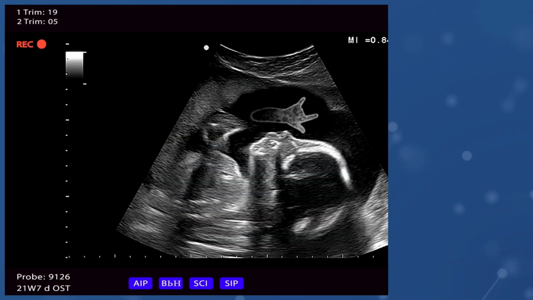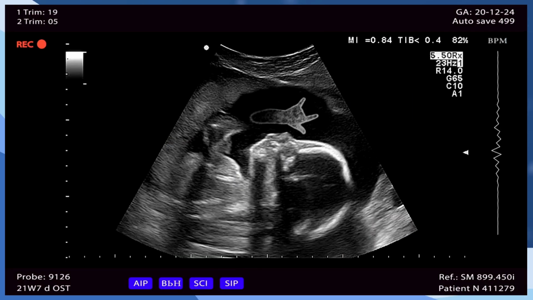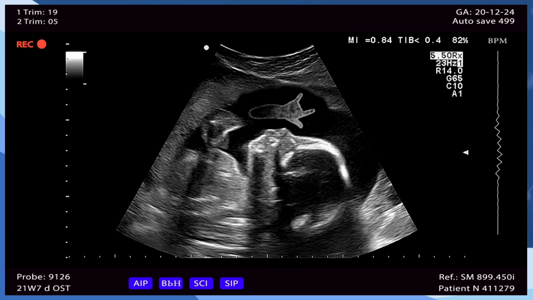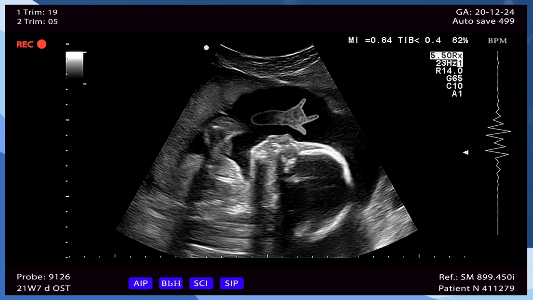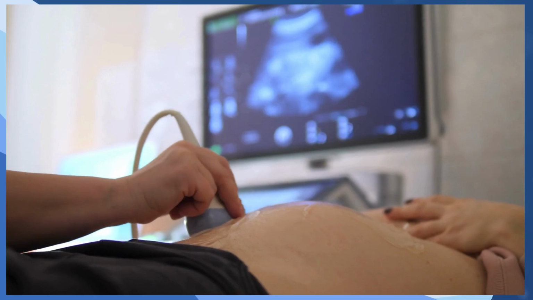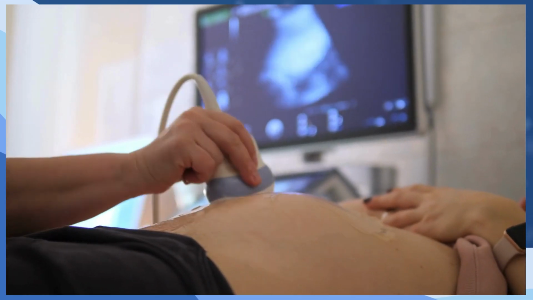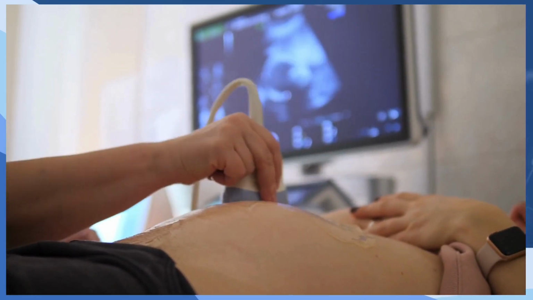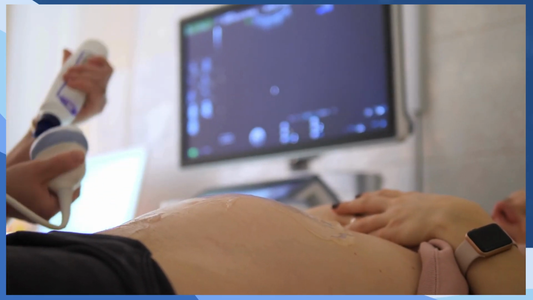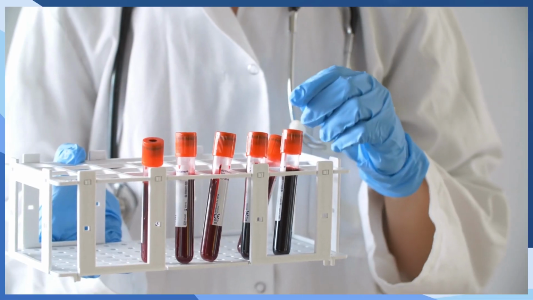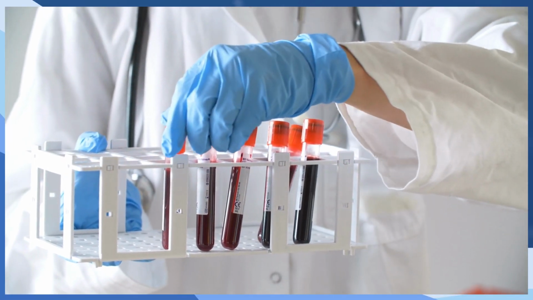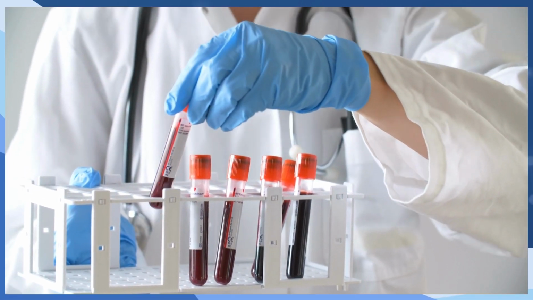The absence of a gestational sac in the uterus, along with the presence of a mass outside the uterus, can indicate an ectopic pregnancy. Sometimes, an abdominal ultrasound is also performed, but it is less sensitive than a transvaginal ultrasound. Another method used in diagnosing ectopic pregnancies are blood tests, measuring the levels of the hormone human chorionic gonadotropin, HCG, in the blood.